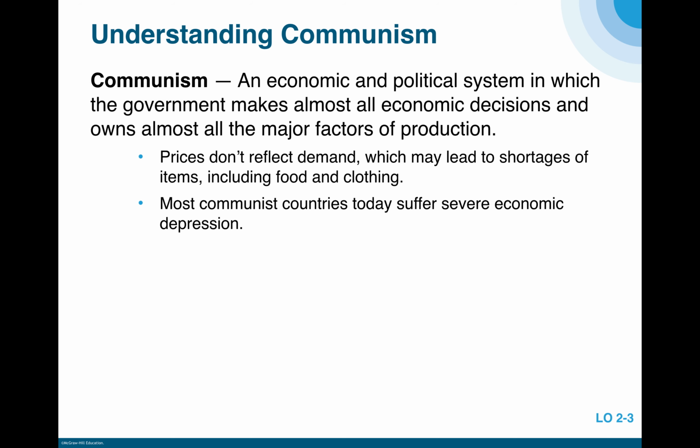So communism, also another really hot topic when it comes to politics. Communism is an economic and political system in which the government makes almost all economic decisions and owns almost all the major factors of production. So prices don't reflect demand, which may lead to shortages of items, including food and clothing. Most communist countries today suffer severe economic depression.